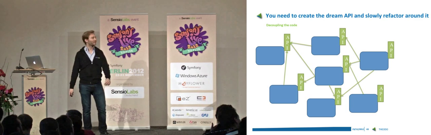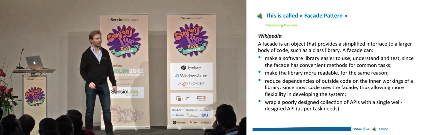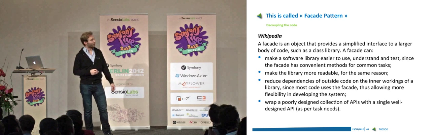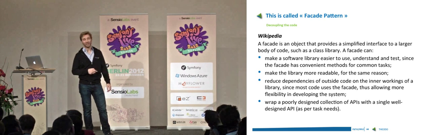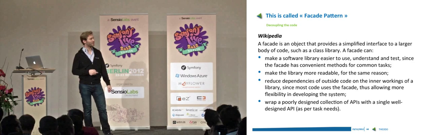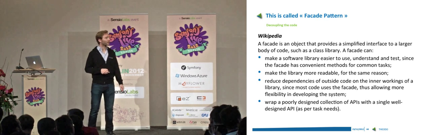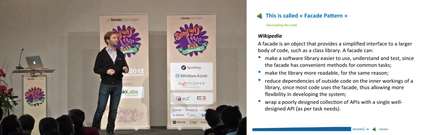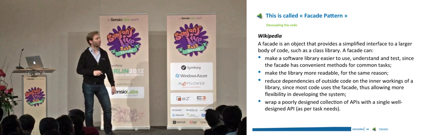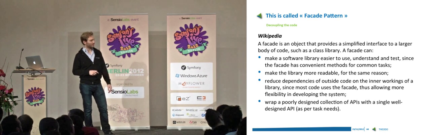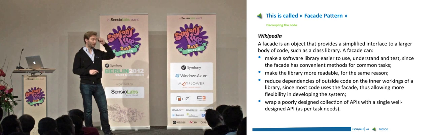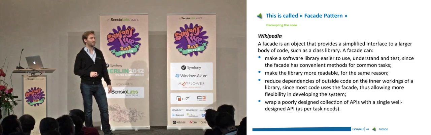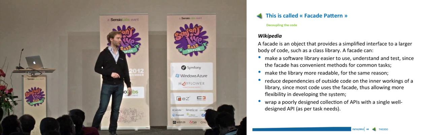I think a good presentation needs a Wikipedia definition. So here's the Wikipedia definition of the design pattern that I was actually showing here, which is called the facade pattern. So basically, a facade is an object that provides a simplified interface to a larger body of code. It can do many things. The most interesting one in our context is the third one, which is to reduce dependencies of outside code on the inner workings of a library.